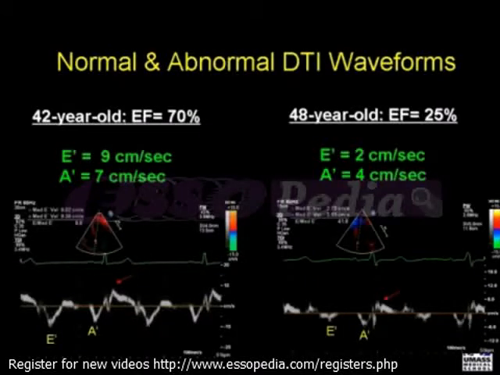I just want to show you an example of normal and abnormal DTI waveforms. As you can see here, there are two examples of that. They are of similar age. To the left is a normal 42-year-old patient with a normal EF: normal DTI E prime, A prime, and E to E prime ratio. Also note that the DTI systolic or S prime waveform is normal, near 10 centimeters per second. Now, over to the right here is a 48-year-old with an EF of 25% and wall motion abnormalities. You can appreciate a significant reduction in the E prime, A prime, and E to E prime ratio. Also note in this example the significant reduction in the DTI S prime waveform.